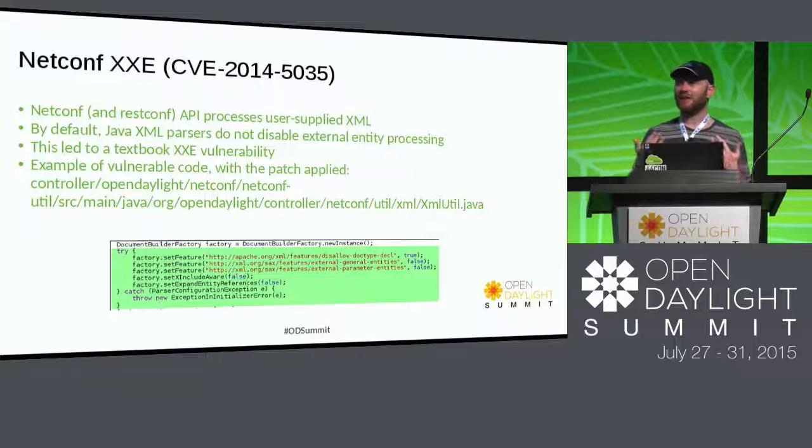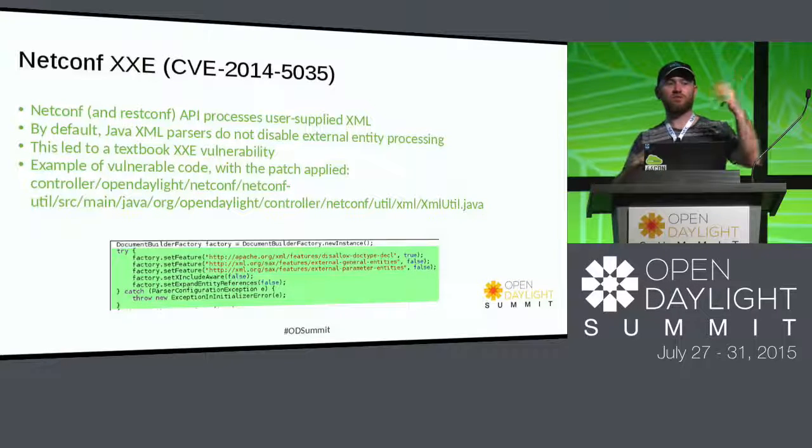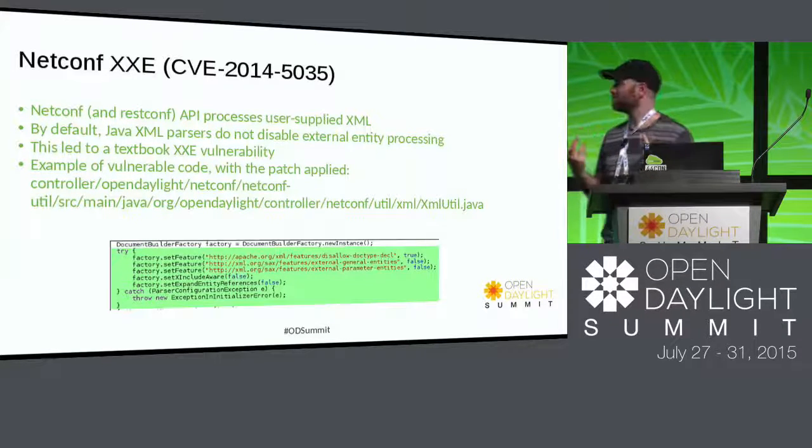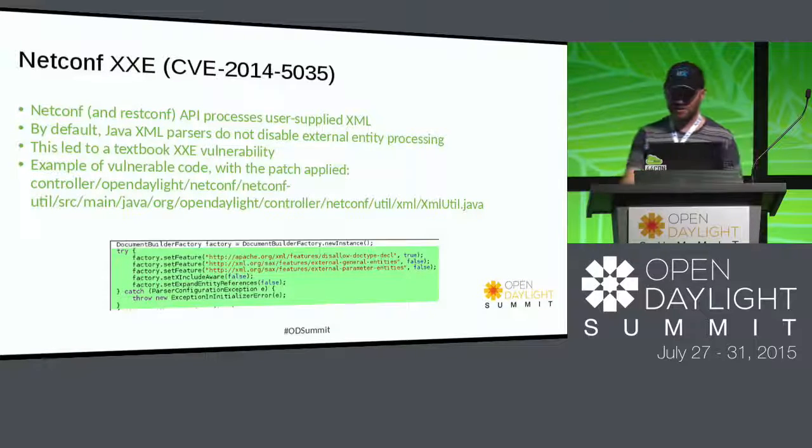For example, say you're sending some data to RESTconf and you say, create a service for me called X. When it responds, it's going to say successfully created X. But instead of putting X in there, you define an external entity, which is a file on the system that's processing the request, and then in the response, you'll get that file's contents back. So that's the patch there: you have to disable external entities.